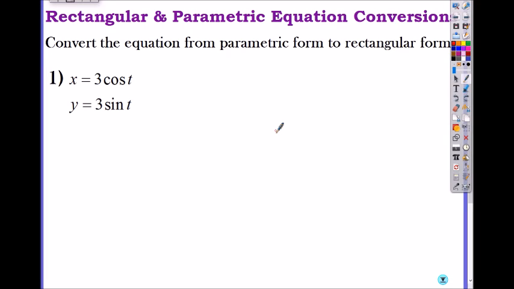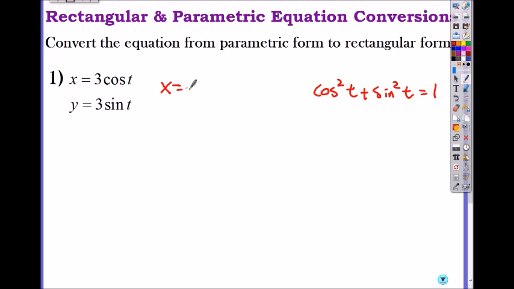Convert the equation from parametric form to rectangular form. So now you will see an equation, x and y, in terms of cosine and sine. Then we're going to always use the identity cosine squared t plus sine squared t equals 1. So here, what we're going to do is first solve for t.